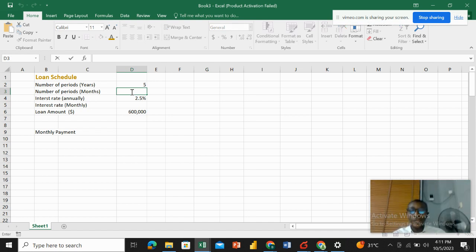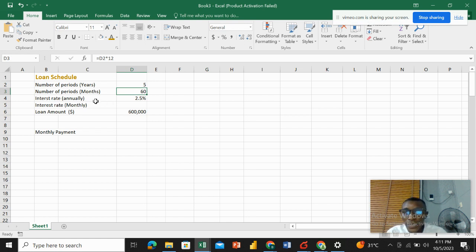So we're going to simply say 5 years multiplied by the number of months that we have in a year. We have 12 months in a year, so times 12. This simply means that we are going to be paying this loan monthly for 60 months. So it's going to take us 60 months to cover our loan.